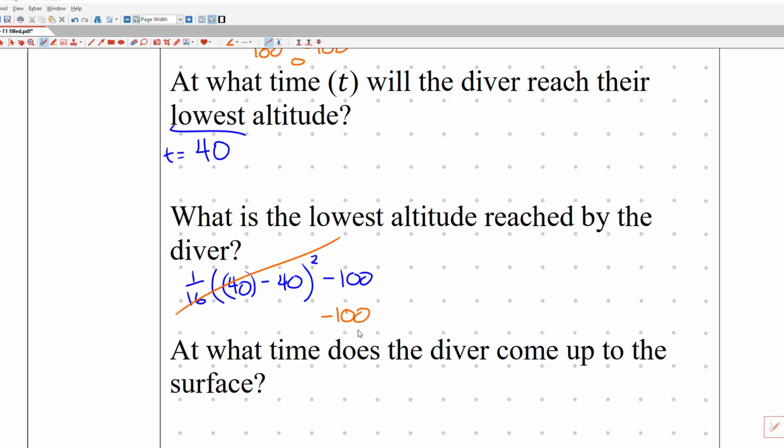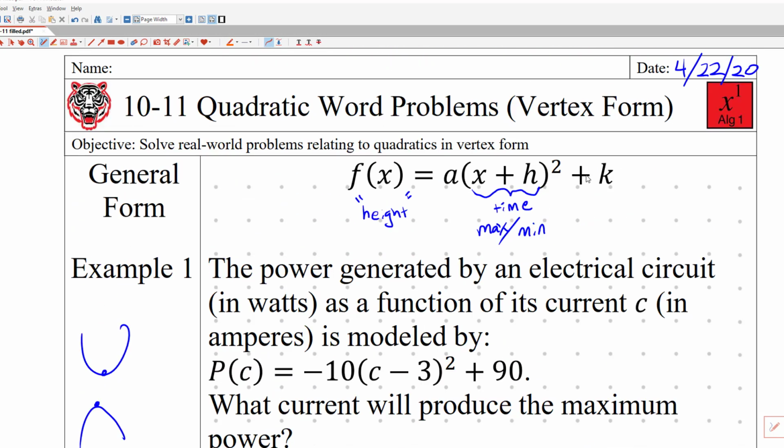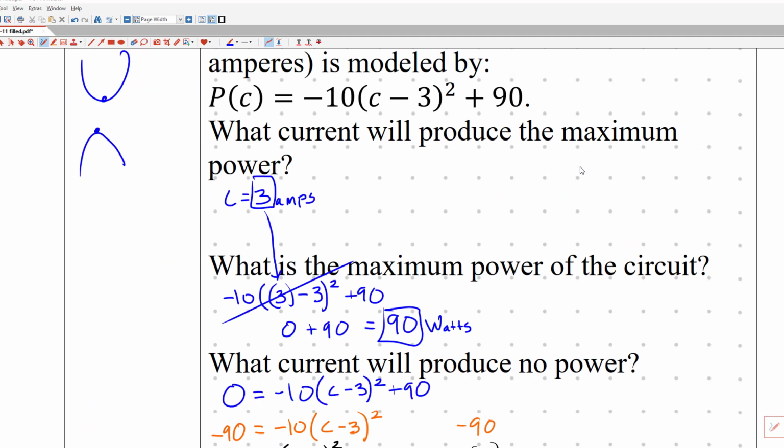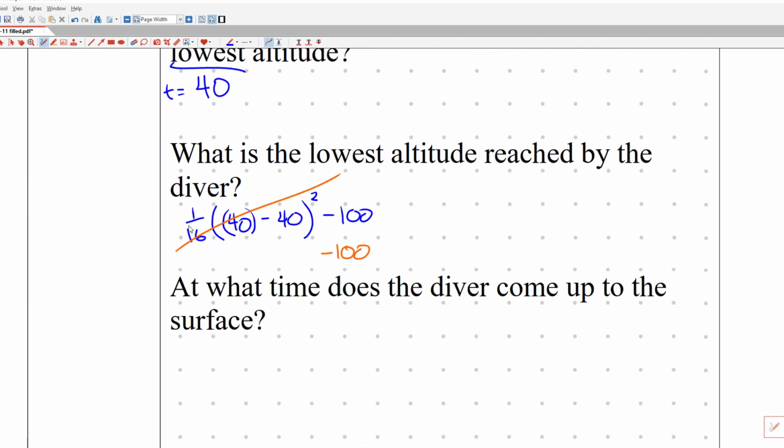So I guess one thing that we can really add to our notes at the very beginning up here is this k value should be the maximum slash minimum, depending on if it's going up or down. If it has a negative out front or a positive out front.